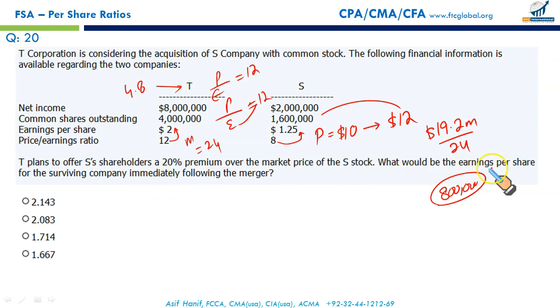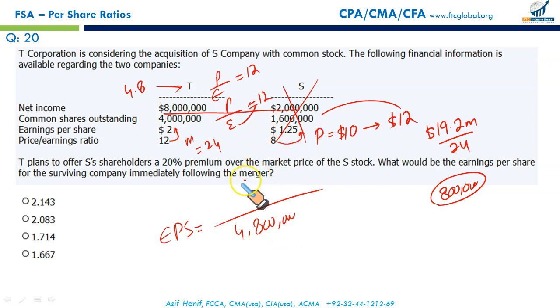We have to calculate the earning per share of the surviving company, because S is gone immediately following the merger. So EPS is going to be, now the number of shares are 4.8 million, 4 million already in issue, 800,000 issued to purchase S. The combined net income is 8 plus 2 million, which is 10 million. If you divide 10 million by the 4.8 million, you get 2.0833, which perfectly matches your option B. Next.